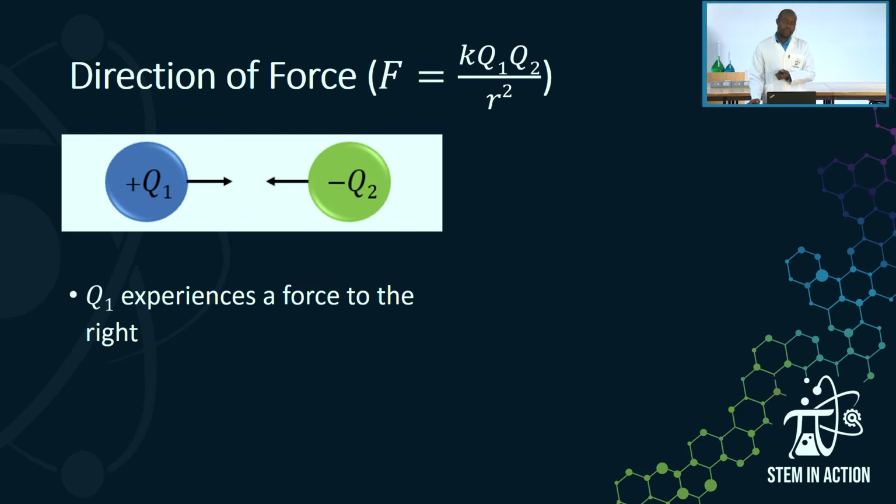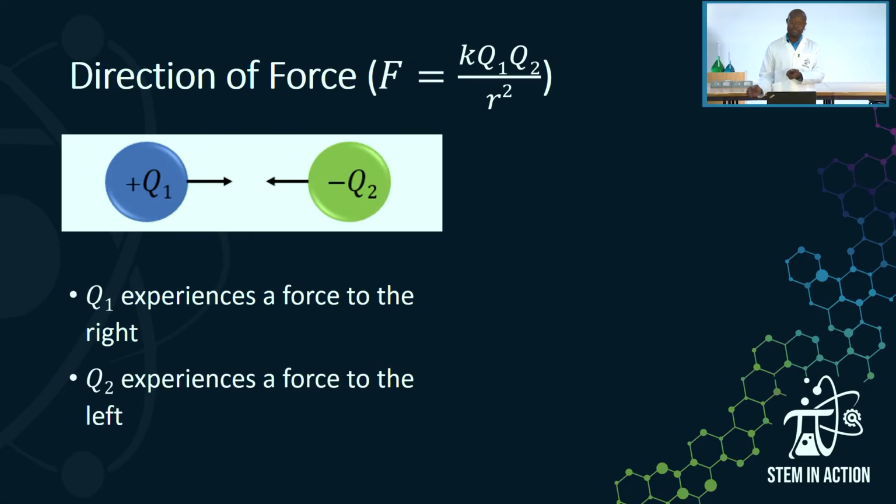And in your questions, you need to be able to identify the direction of the force, whether it be attraction or repulsion. So if you have two objects in a question, you need to identify the direction of the force that each object is experiencing, depending on whether it is being attracted to one side or being repulsed from the other side. And Q2 is going to experience a force to the left because it is being attracted to Q1.